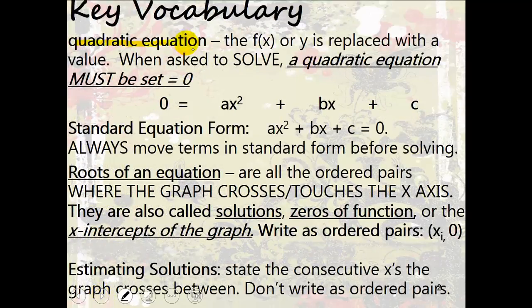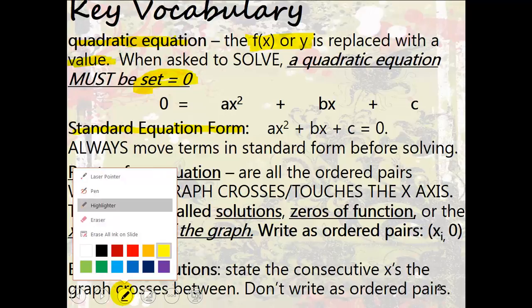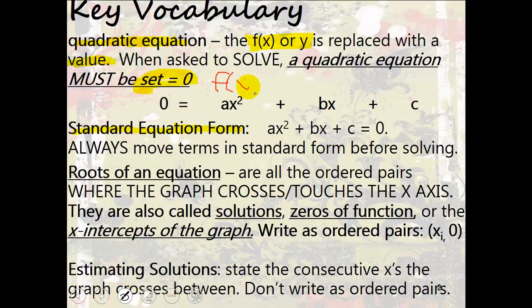A quadratic equation is a function where the f of x or y is replaced with a value. When we're in standard form, the value is 0. So we don't have an f of x or a y. Instead, we have a 0. What we're used to seeing and what we're still graphing is f of x is equal to ax squared plus bx plus c. Now we've taken out f of x. Take that out and replace it with 0.